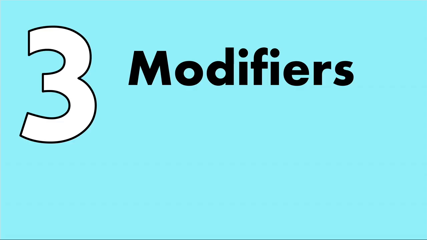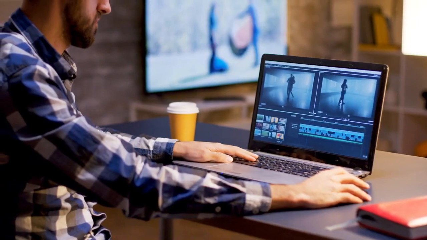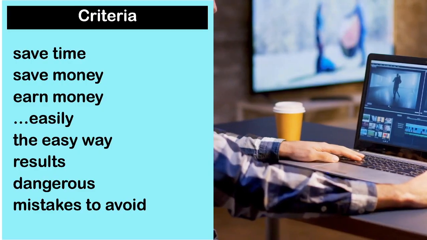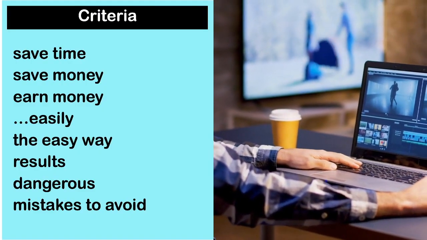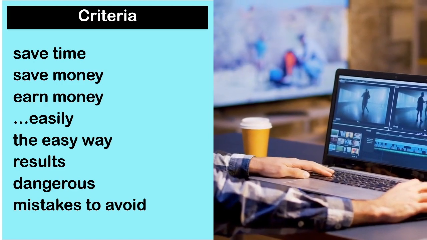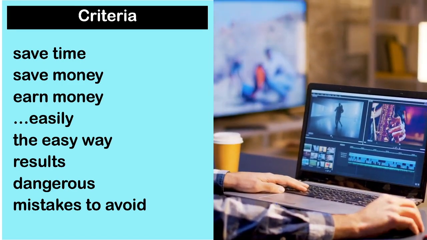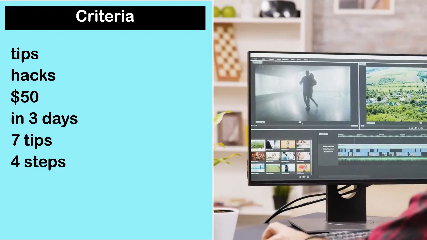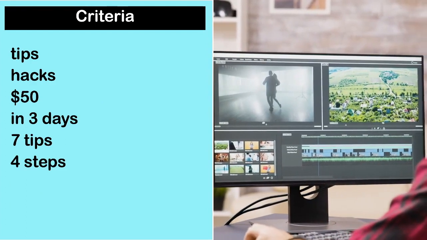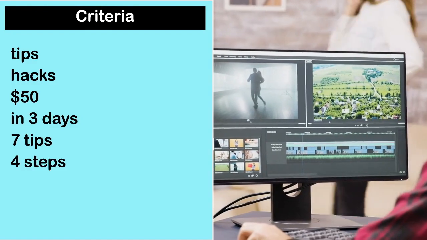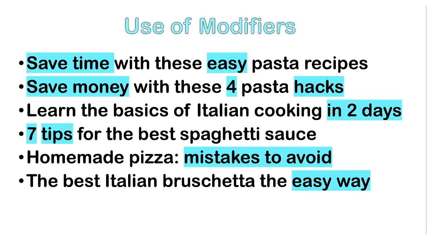The last way to find good topics is to use modifiers. What is a modifier, you ask? I'm sure you've seen them in video titles. They're the common expressions like save time, save money, earn money, easily, the easy way, results, dangers, mistakes to avoid, tips, hacks, and numbers like in $50, in 3 days, 7 tips, 4 steps. We can add these modifiers to many topics to make them a lot more appealing.